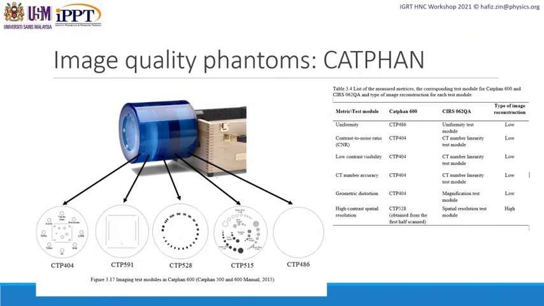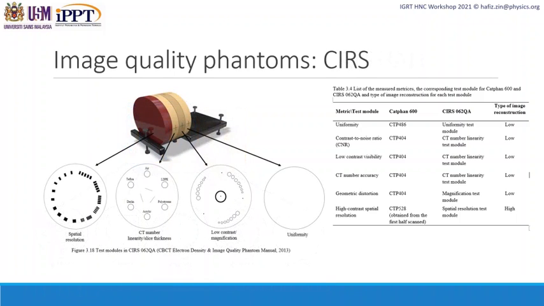So these are the test modules in the CAPFAN Phantom. Each of the test modules has different test patterns to assess different image quality parameters of the imaging system. The CRS Phantom also has different test patterns to assess different components of the image quality test.